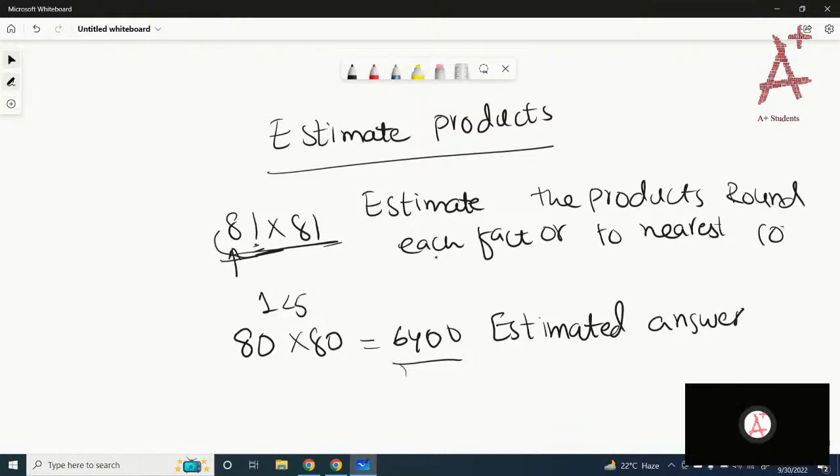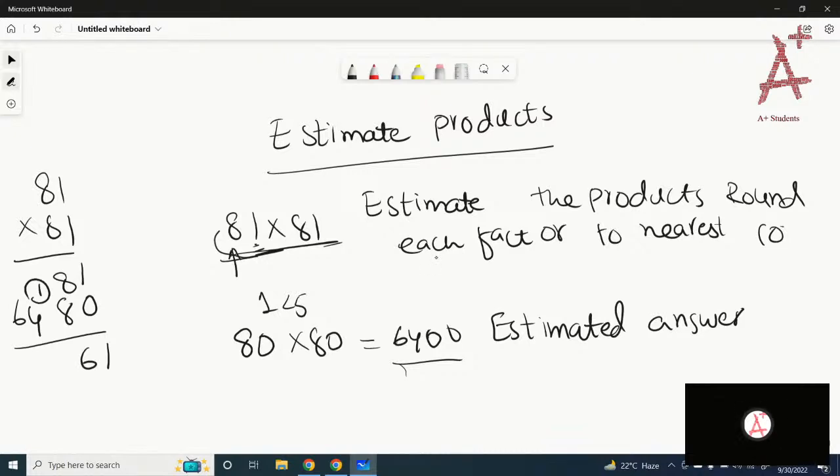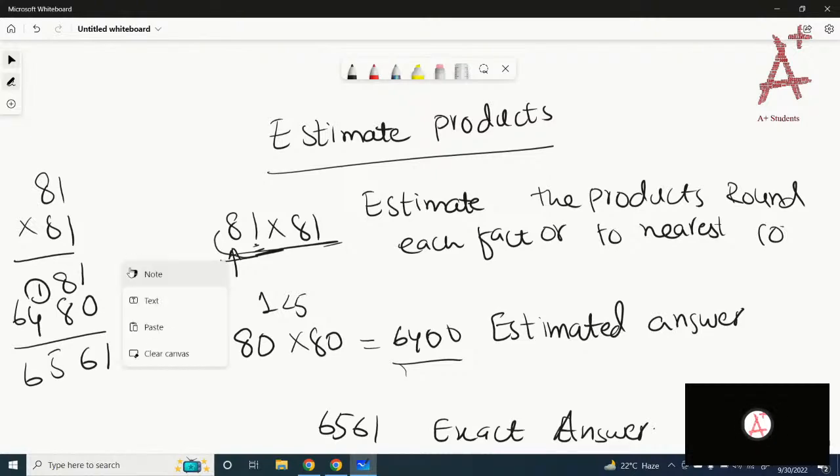Let's just do 81 times 81. Got it? Okay, 1 times 1 is 1 and 1 times 8 is 8. Now we're going to multiply the tens digit. So 8 times 1 is 8 and 8 times 8 is 64. So it is 6561. Sorry, the exact answer is 6,561. Got it? Okay, let's just do another example.